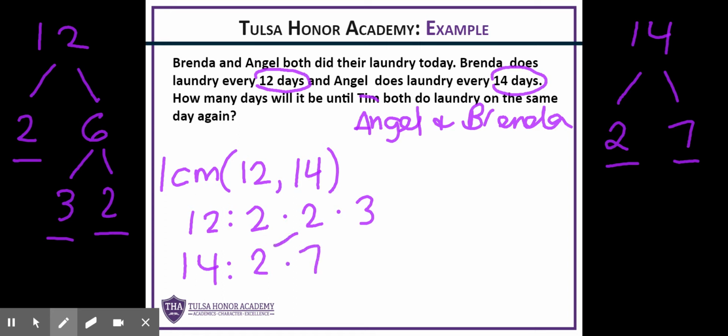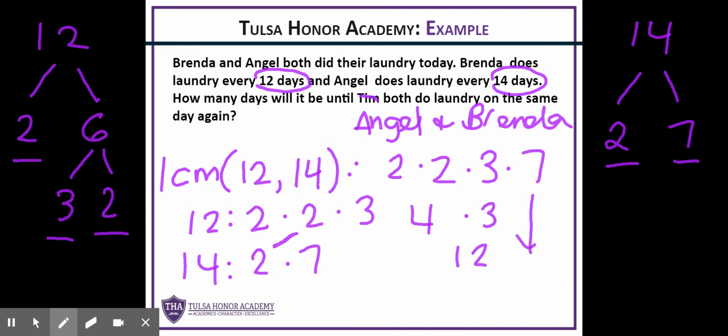So we don't want too many 2's. So then our LCM comes out to 2 times 2 times 3 times 7. We don't need 3 2's, because this 2 will cover each other's. So then our LCM of 12 and 14 is 2 times 2, which is 4, times 3 is 12, and then bring that down, 12 times 7 is 84. Our answer is 84.